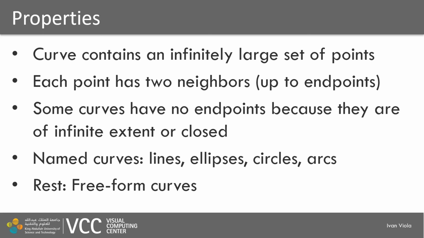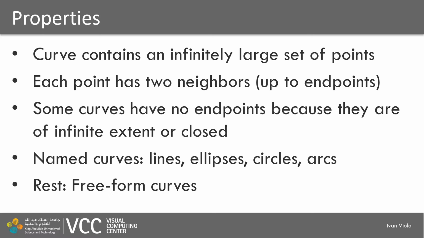So our curves, which we have represented digitally on computers, although they would optimally be fully continuous, are represented by large sets of points. And generally speaking, each point has two neighbors, the previous point and the next point. However, this doesn't hold for the endpoints, of course. Sometimes the curves do not have endpoints because either they are infinitely long, like for example a line, or they are closed, like for example a circle.